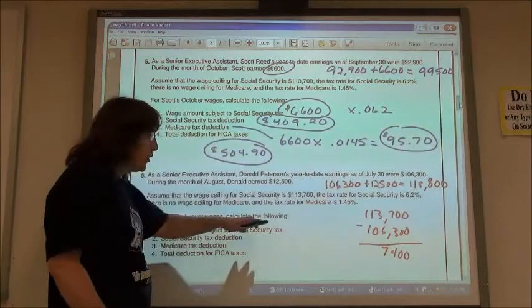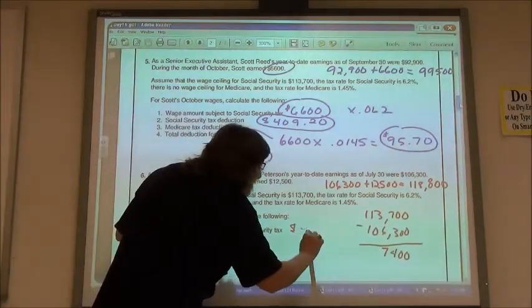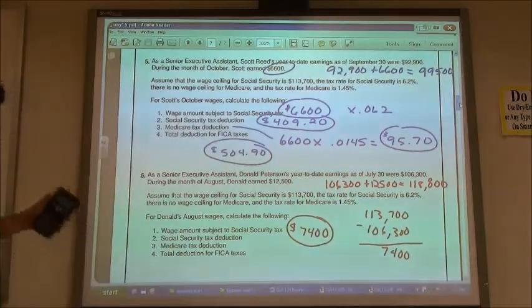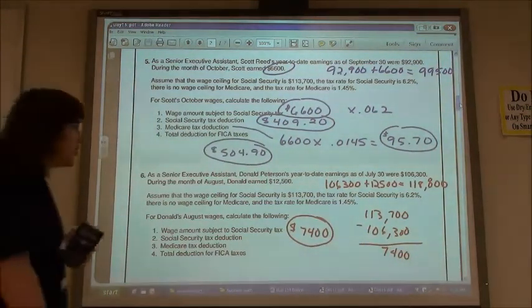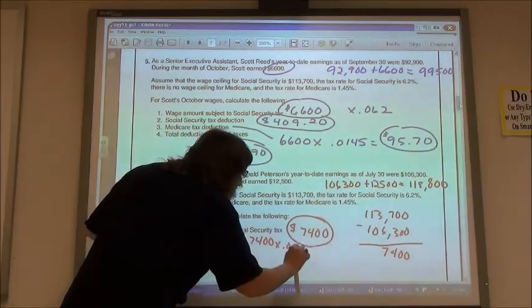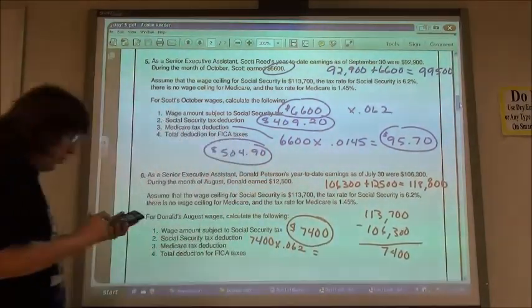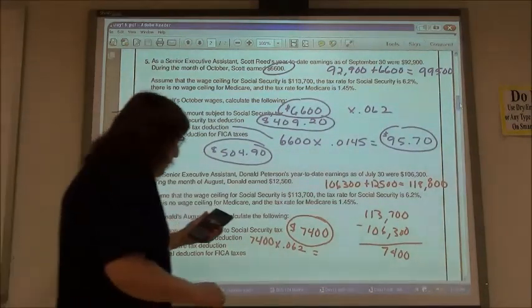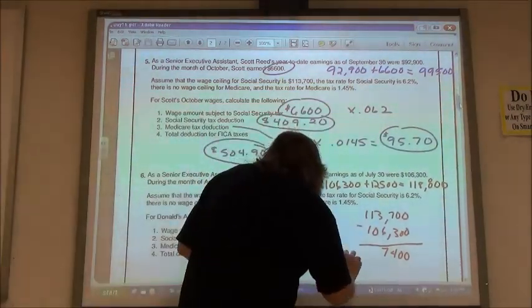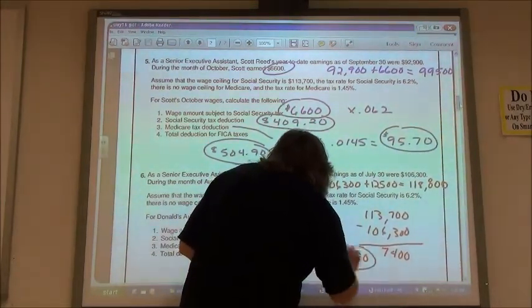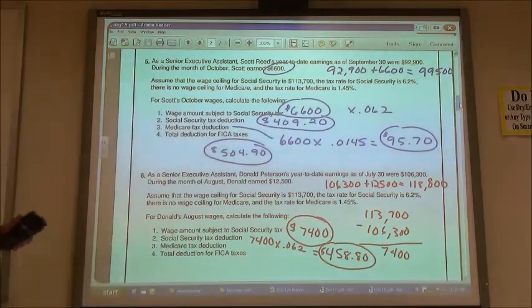So for Social Security, I'm only going to pay taxes on that $7,400. I'm then going to figure out my Social Security deduction. I'm going to take that $7,400 times 0.062. $458.80 is my Social Security deduction.